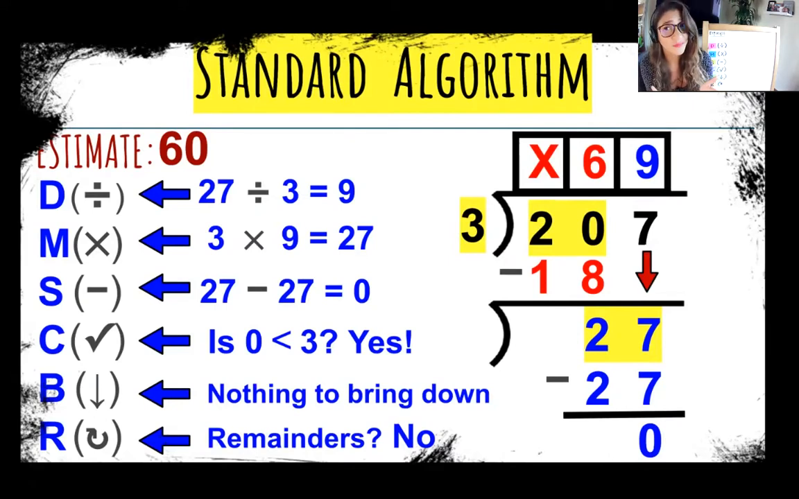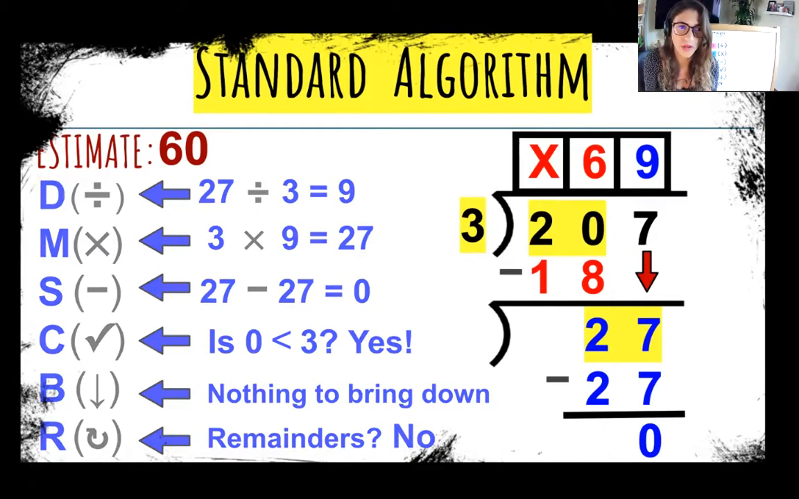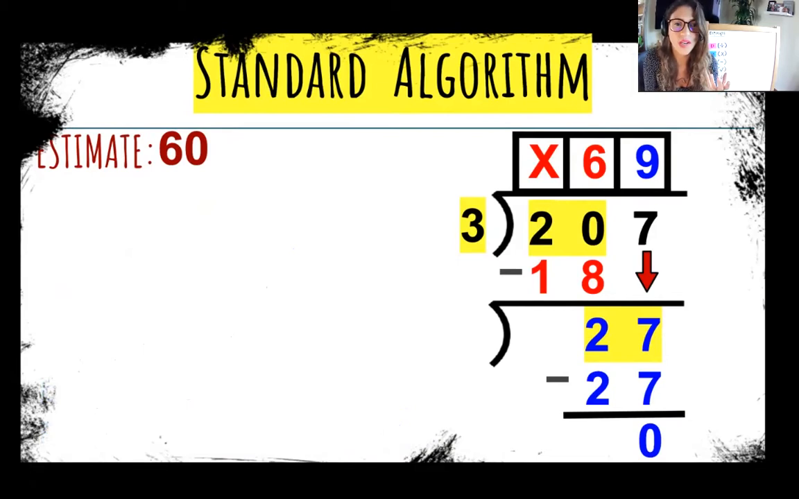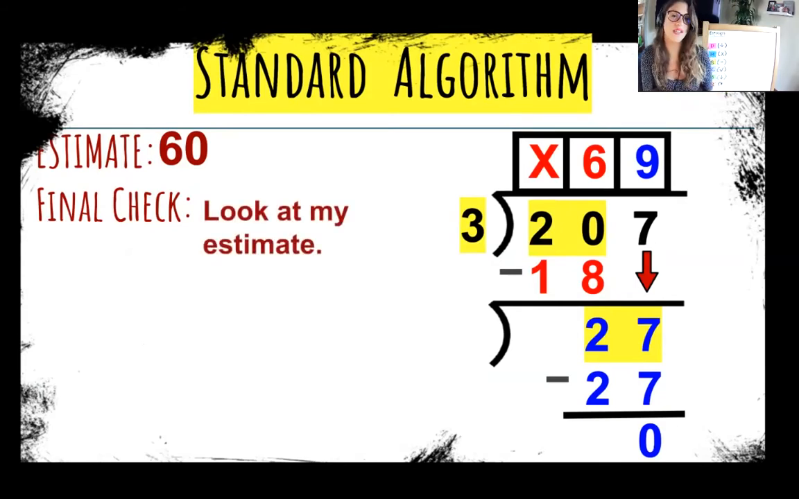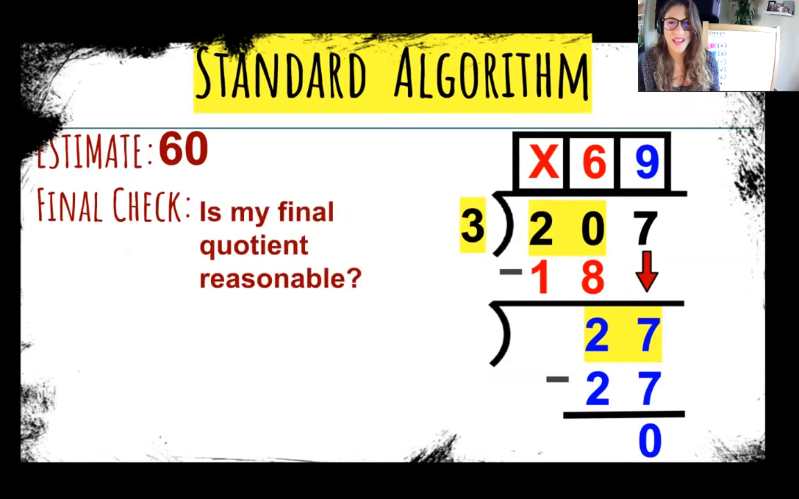But we're not done. The beautiful thing about division is that before submitting your answer, you can 100% check if it is correct. So that's what we're going to do. We're going to do a final check. The first thing we're going to look at is what did I say we needed in the beginning? The estimate. So let's look at our estimate. Our estimate was 60. Our final quotient is 69. That's close. Is our quotient reasonable?